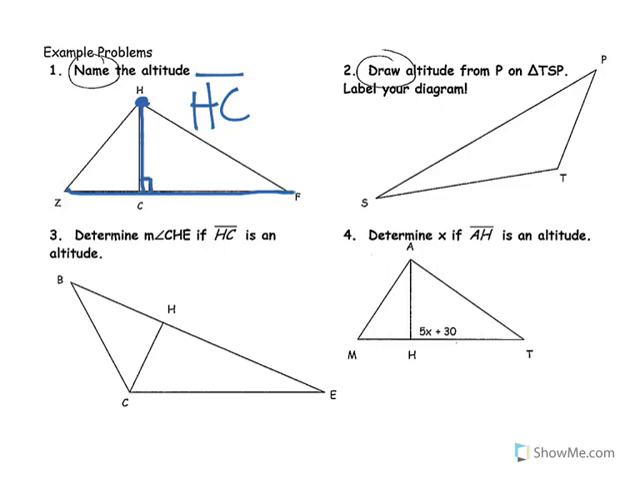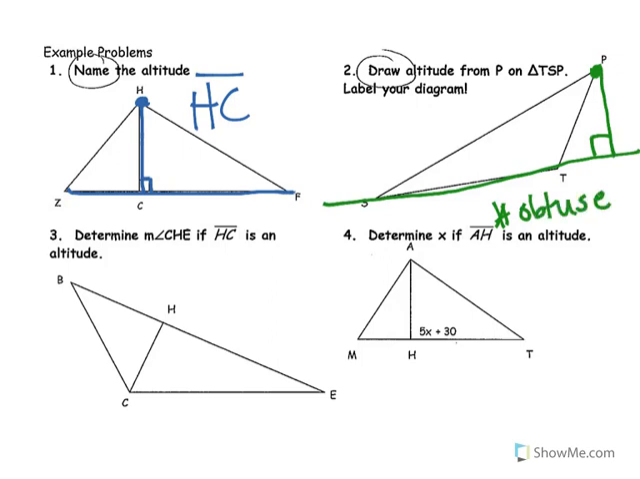So now I want to draw an altitude in example 2 from P on triangle TSP. So again, this is that weird example where when I draw straight down to my opposite side, which is ST, I'm outside the triangle. Okay, so be very careful. This is usually happening in obtuse triangles. That's when this usually happens.